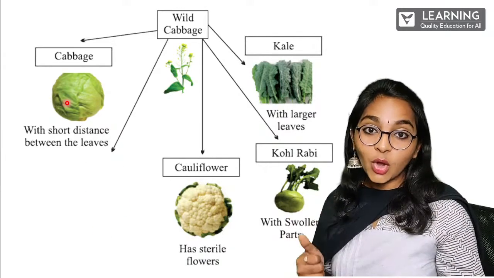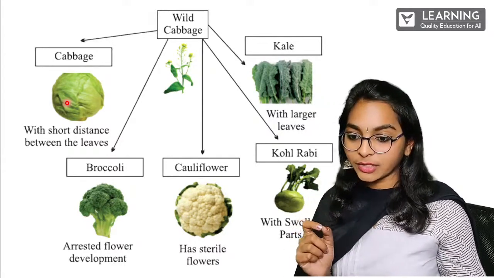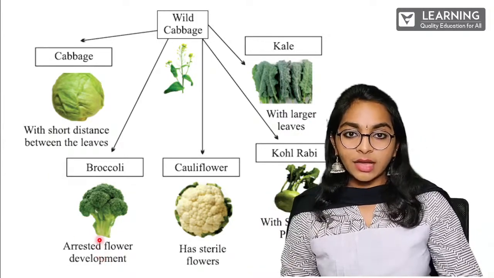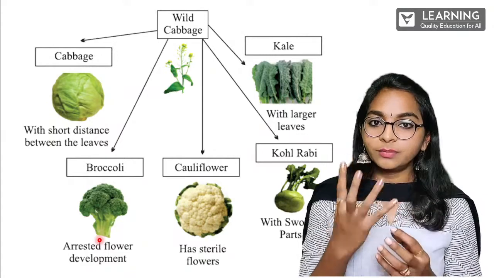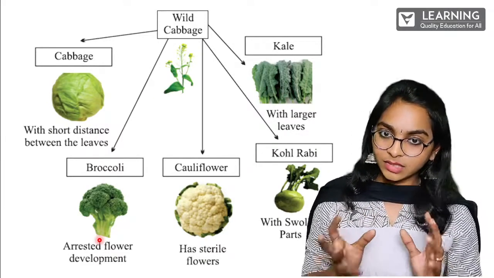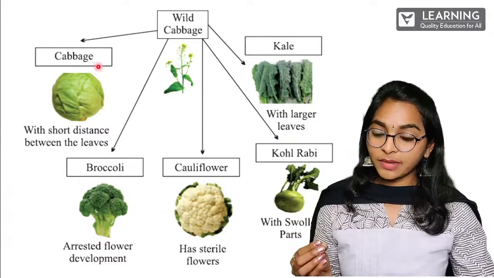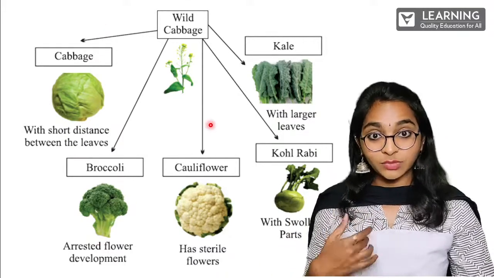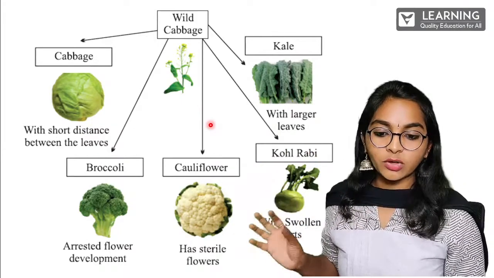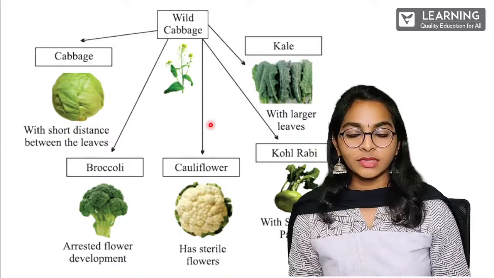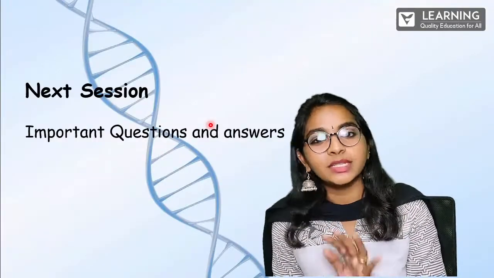The last one, broccoli, which everybody likes to eat, right? This broccoli was developed by the practice of arrested flower development. They wanted the flowers, but they arrested them. The flower part was completely arrested from blooming, right? So this is how from this wild cabbage, all these, which we are actually using, have now become different things, but it all started with a single ancestor only: cabbage, broccoli, cauliflower, kohlrabi, kale, everything. Is this clear? So this is artificial selection, how evolution has happened because of human interference.